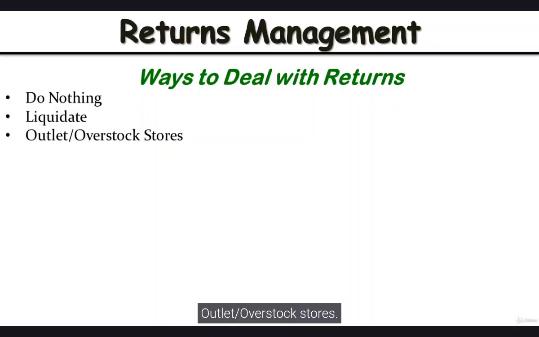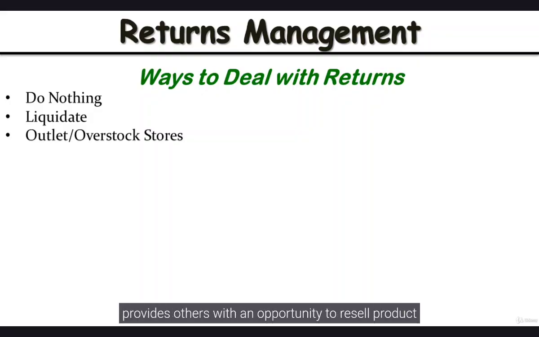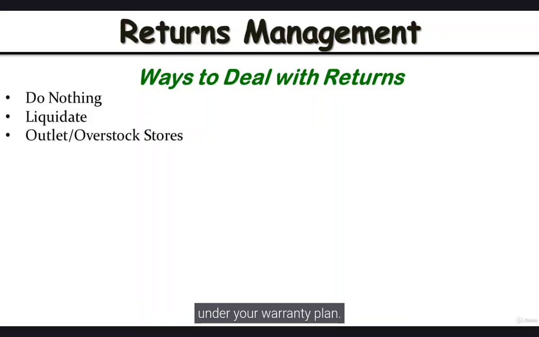Outlet overstock stores. This is similar to the liquidation strategy and is generally good for product that is obsolete, overstock, irregular, and refurbished. Low value recovery for the product is typical unless the seller owns the store. Typically, outlet overstock results are recovery of 10 to 50% of the product cost, provides others with an opportunity to resell product with your name on it with a known quality, and provides the reseller's customers an opportunity to return and repair these items under your warranty plan.